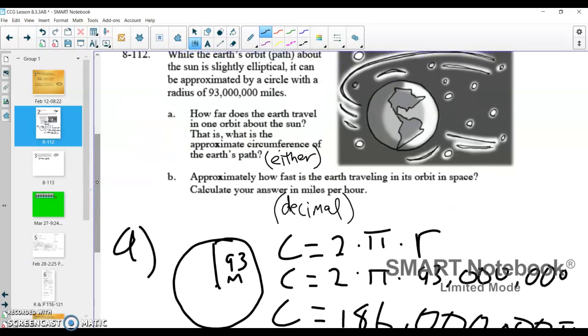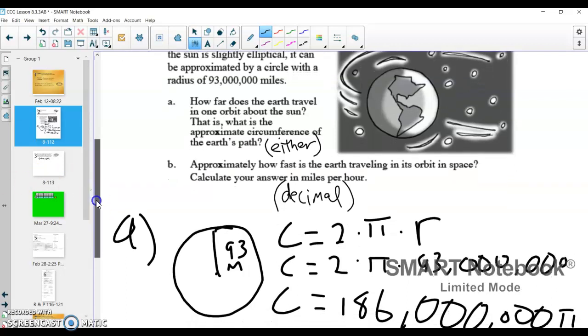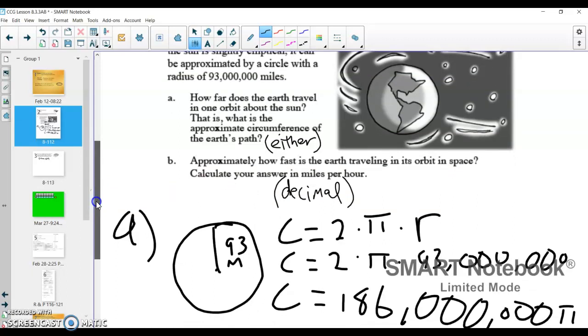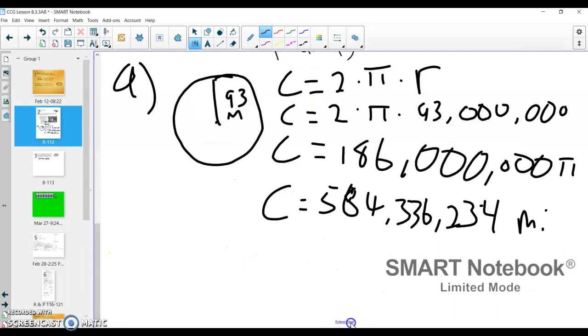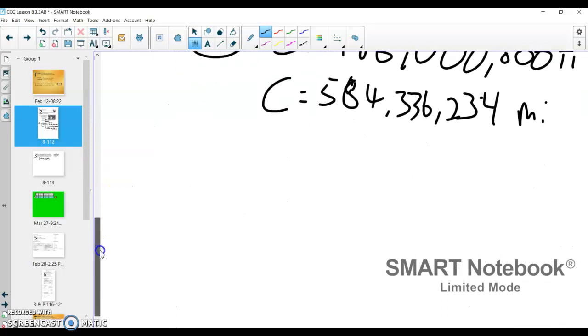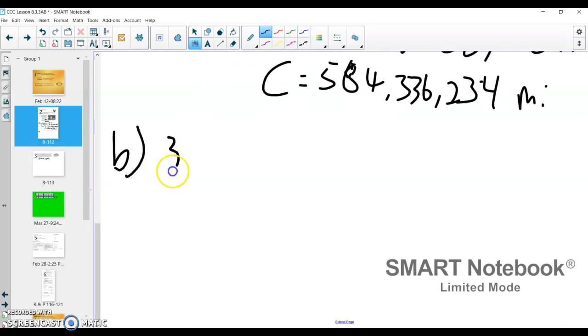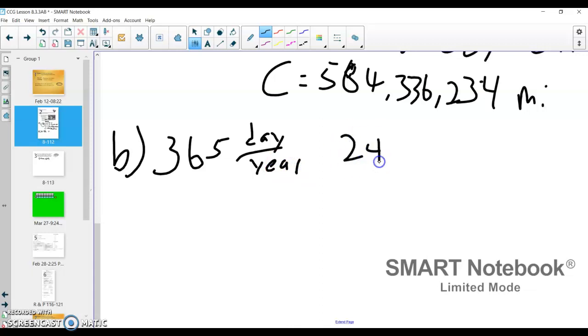Now in part B, it's saying approximately how fast is the Earth traveling in its orbit in space? So we want to figure out how many miles per hour is the Earth traveling around the sun. Well, first thing we got to find out is how many hours are in a year, because what we're saying in this problem is that the Earth is doing one orbit around the sun, and one orbit around the sun is a year. And so first thing, there are 365 days in a year, so days per year. And there is 24 hours a day. If I multiply these together, the days will cancel, and I'll just be left with hours per year.